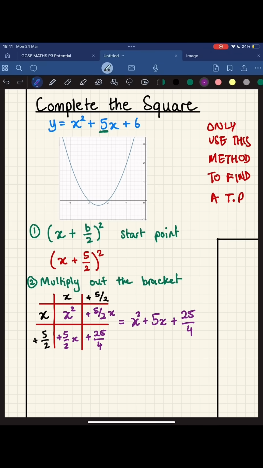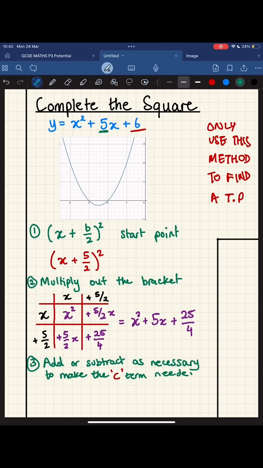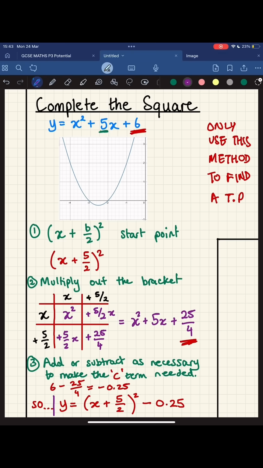Step 3 is adding or subtracting as necessary to get what we need from the c term. As we can see from the equation in blue, the c term was 6, we have 25/4. To find this, we can do a quick subtraction of the c term we just calculated from the c term we started with. This gives us minus 0.25. We add this to what we got from step 1, and our complete square is then x plus 5/2 all squared minus 0.25.